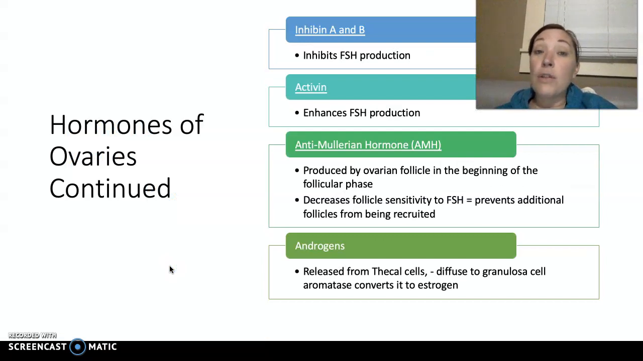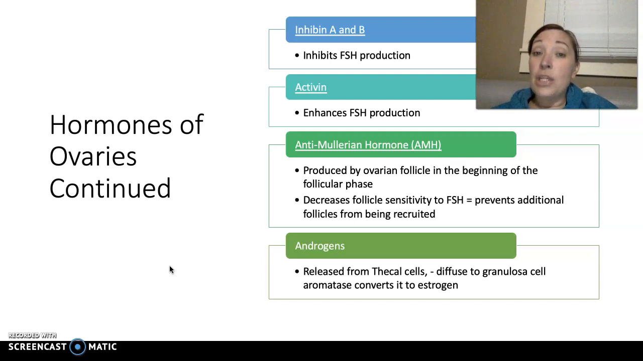The ovaries also produce inhibin A and B, and they inhibit FSH production. And then activin enhances FSH production, but I'm not really going to be talking about that in the cycle because it's not one of the main hormones that plays a large role in the cycle.